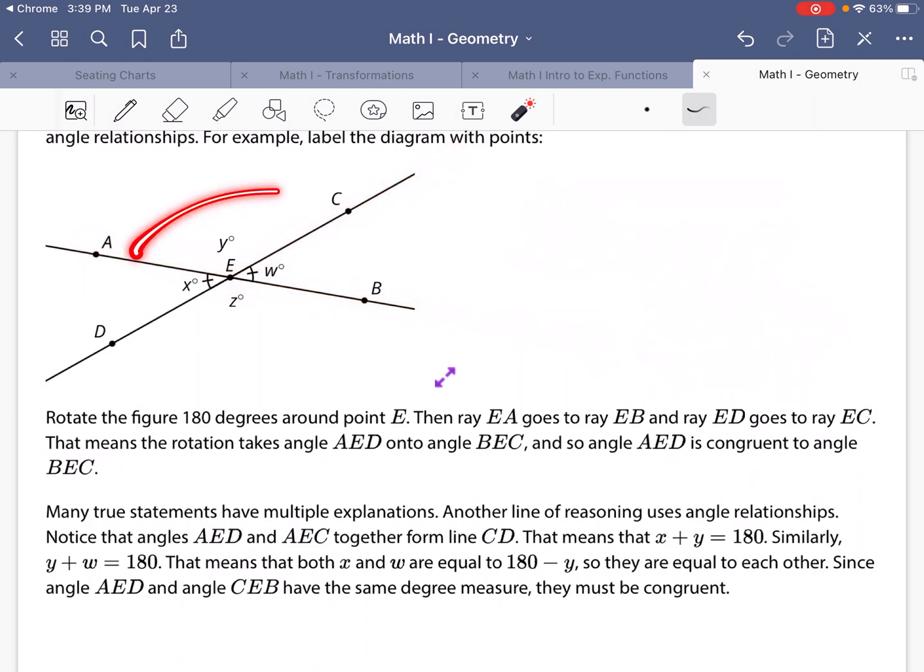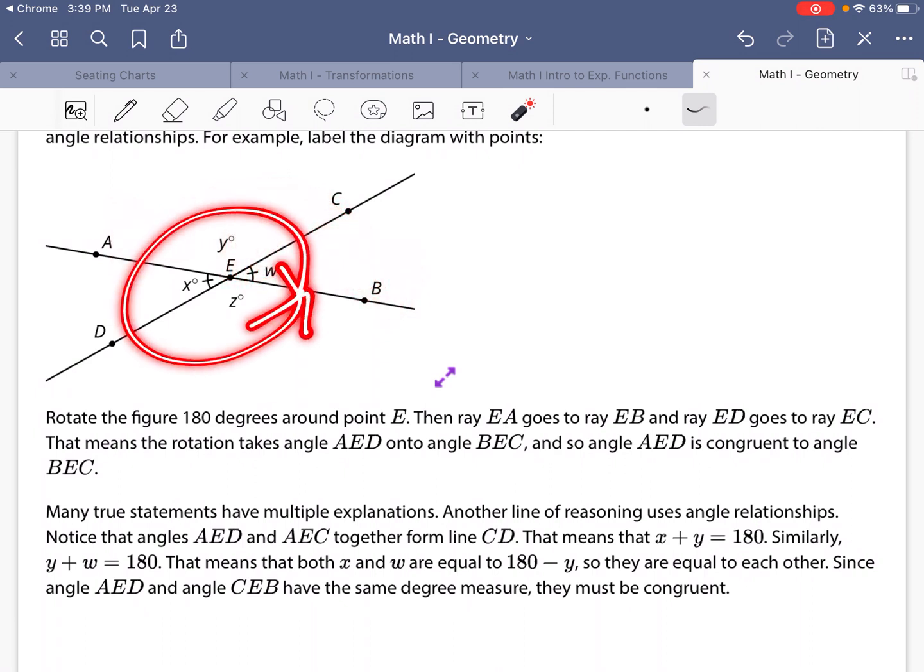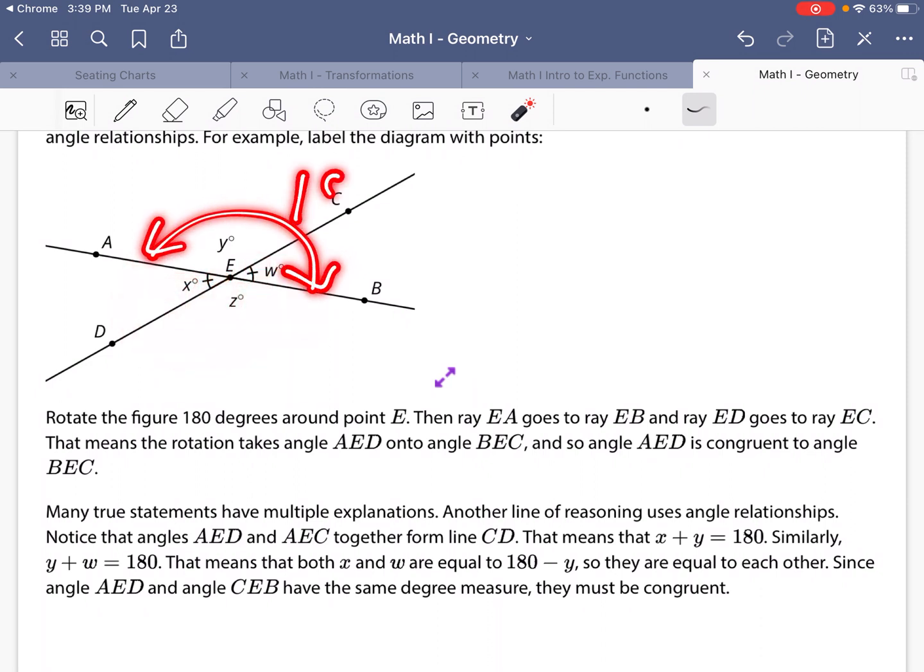Now, a straight line has an angle measure of 180 degrees. Why? How do I know? Because we've decided as a society that a full circle is 360. A straight line is half of that, which is 180 degrees. So if a straight line is 180 degrees, that means that this angle and this angle should add up to 180, but that also means that this angle and this angle should add up to 180.